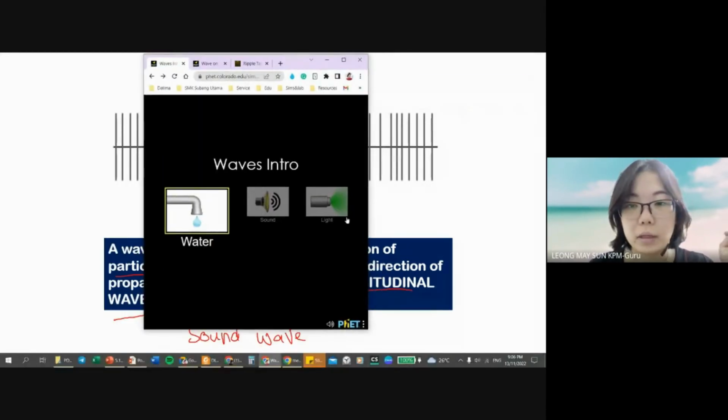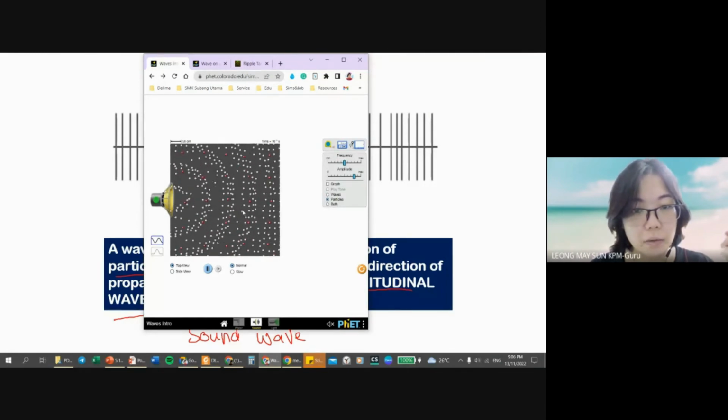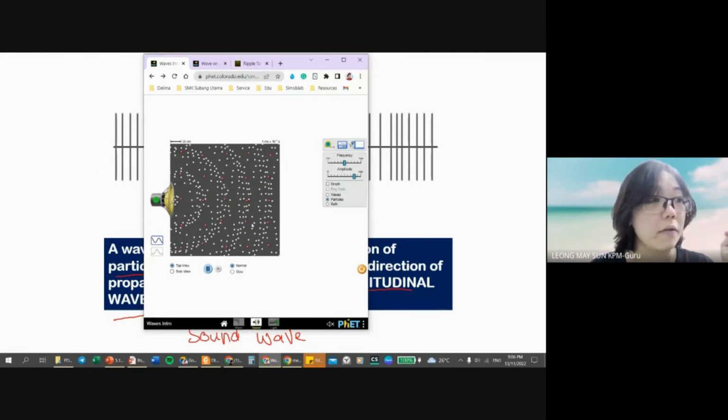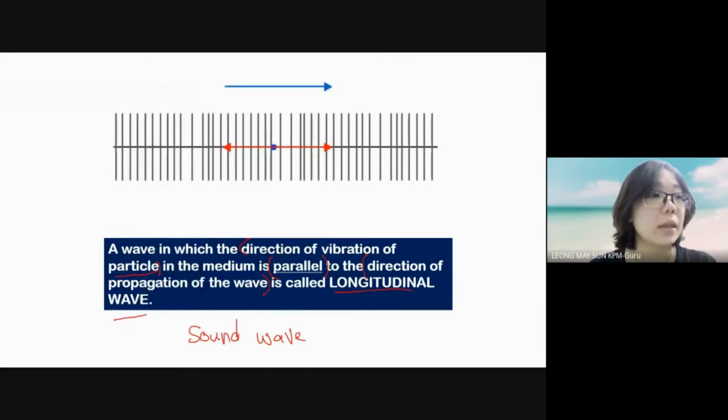Over here again, a sound wave is a series of compressions and rarefactions of the air particles around us. Please do take note of one thing. A slinky spring is not an example of a wave. I repeat, a slinky spring is not an example of a wave.